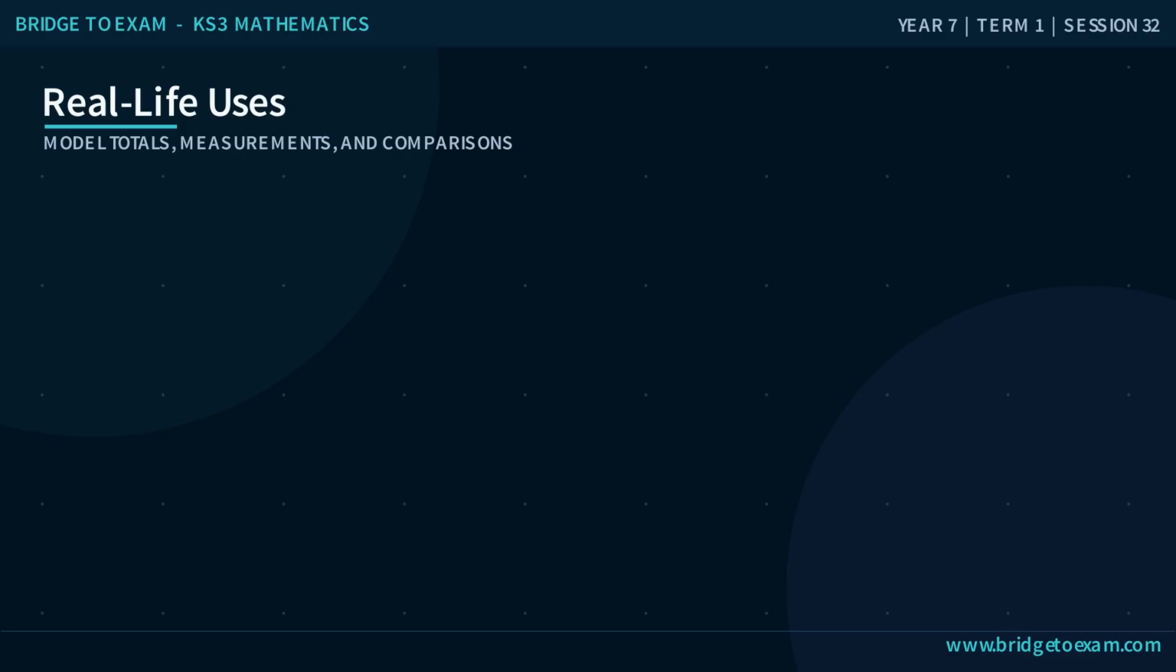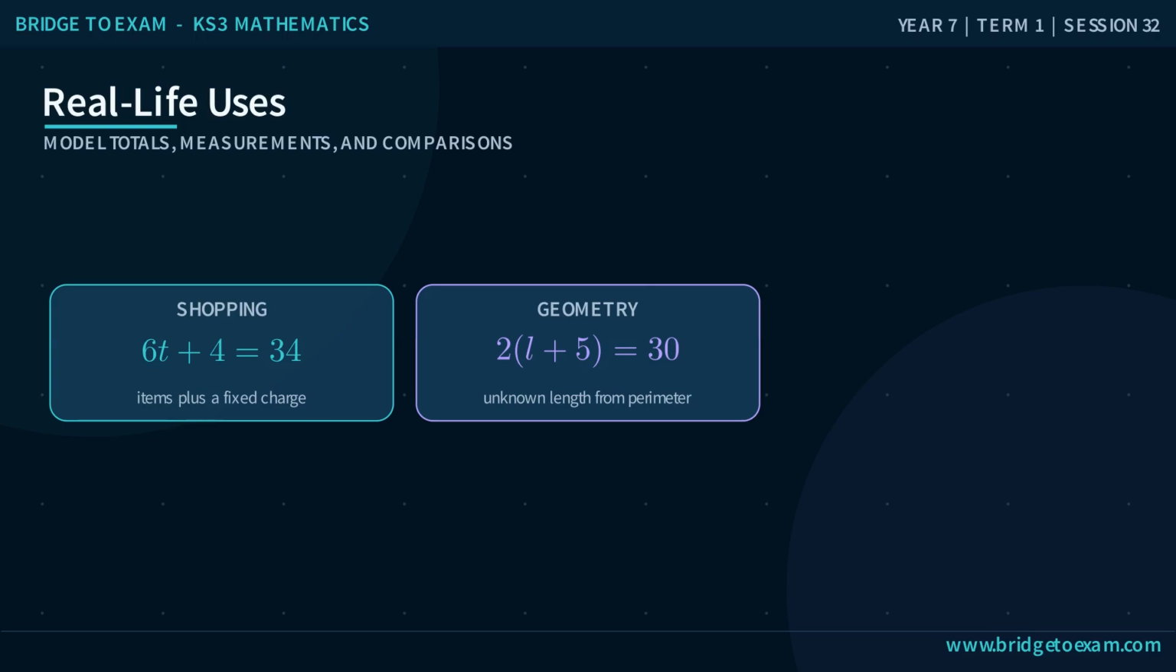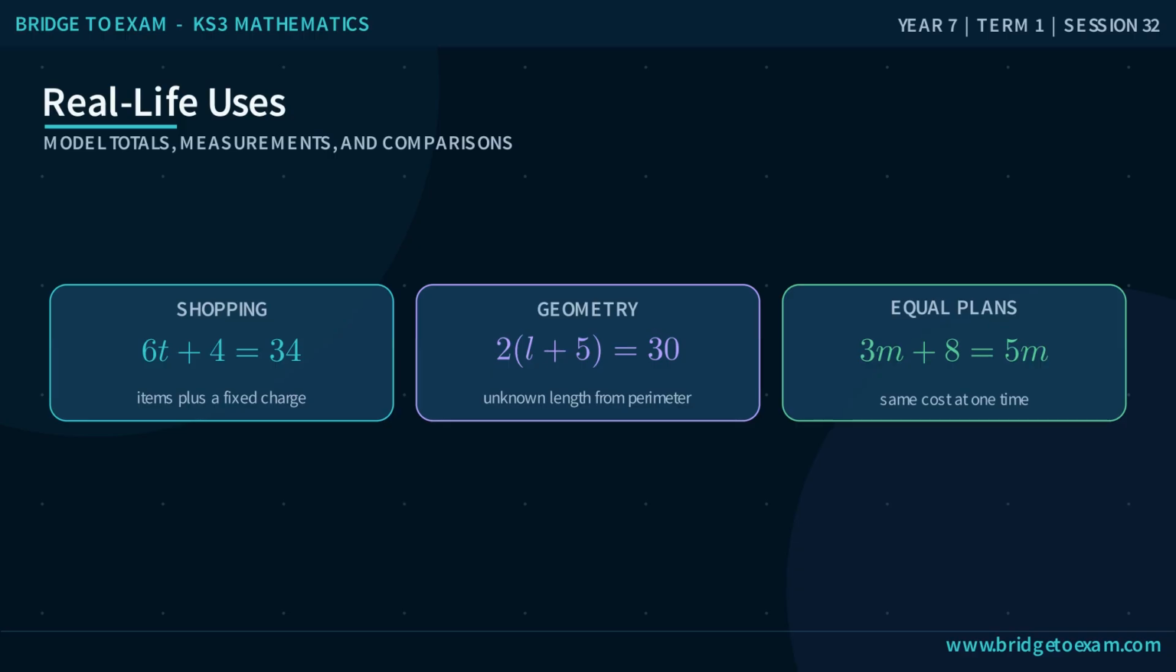Word equations help us find missing values in familiar situations. Shopping problems can combine a fixed charge with a cost of several identical items. Perimeter problems connect unknown side lengths to a known total distance. Comparing two plans creates an equation when both plans have the same total cost.